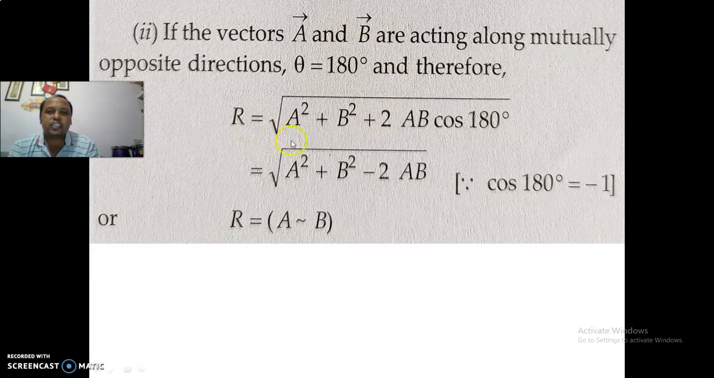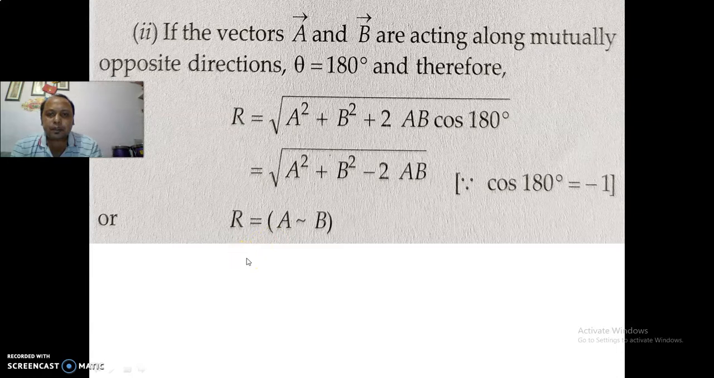So the resultant will be root over a square plus b square plus 2ab cos 180, and cos 180 is minus 1. So it is root over a square plus b square minus 2ab, which can be written as a minus b, or b minus a, depending on which one is greater. If a is greater, we will write a minus b. If b is greater, then we will write b minus a. So the resultant is given by the subtraction of the magnitudes of vector A and vector B.